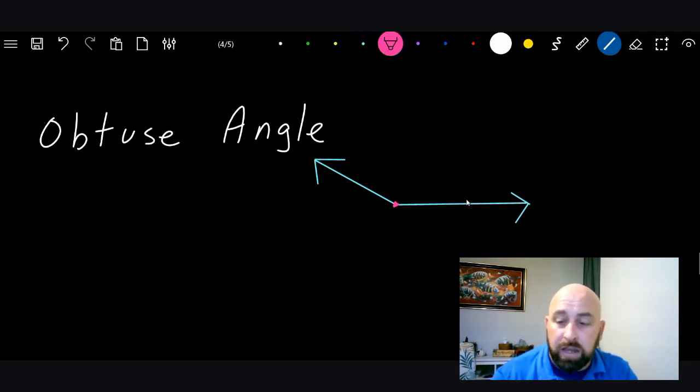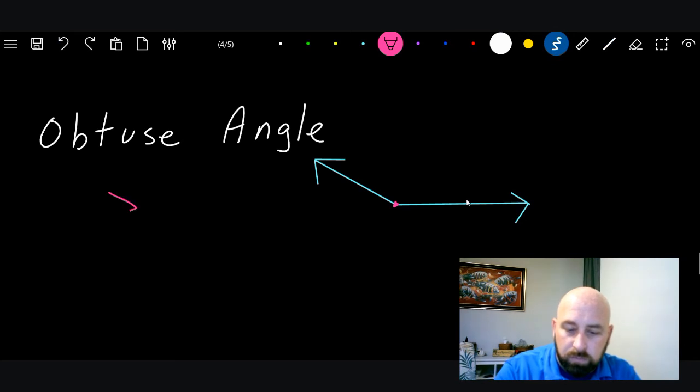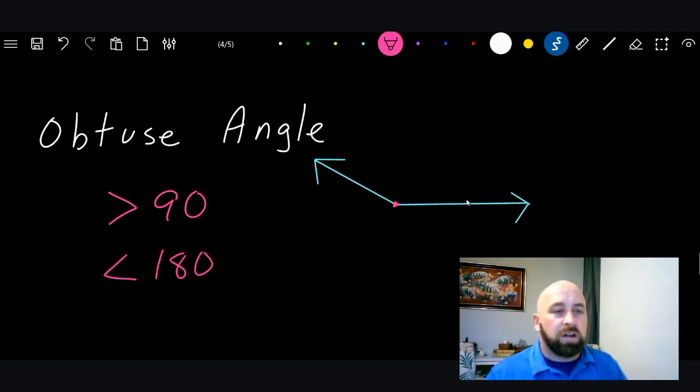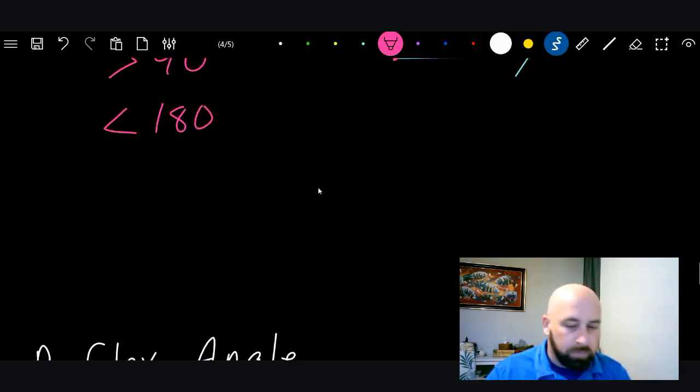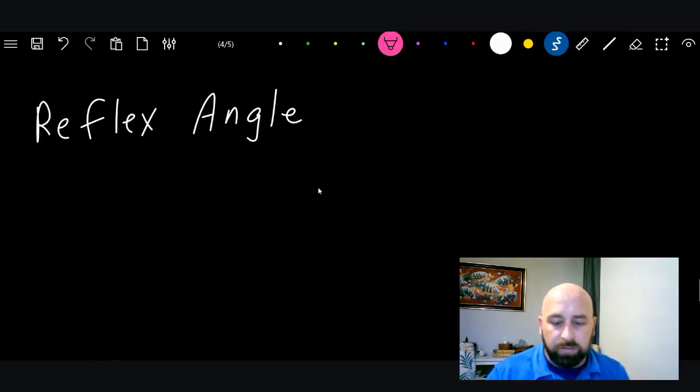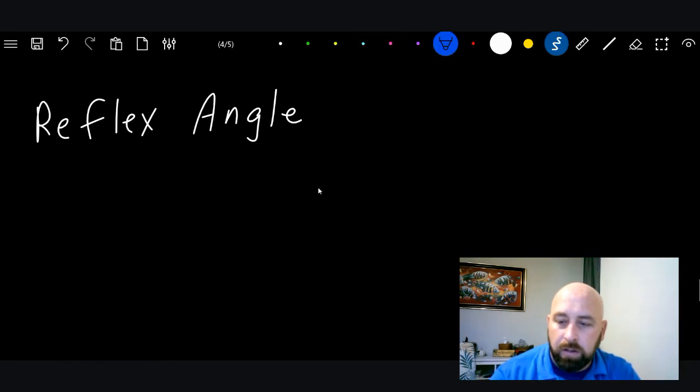So the obtuse angle has to be greater than 90 and it has to be less than 180. Greater than 90, less than 180. That's an obtuse angle. All right, and the last one, oh, there's two more. Reflex. I'll be done in just a second.